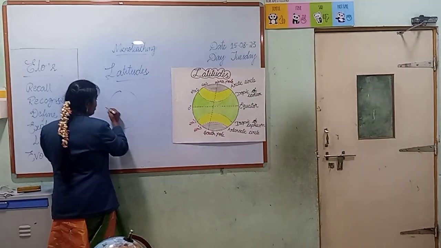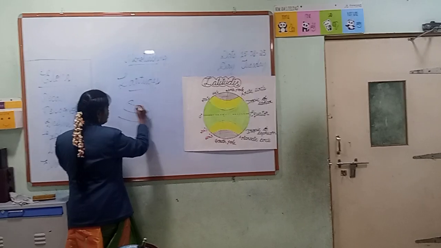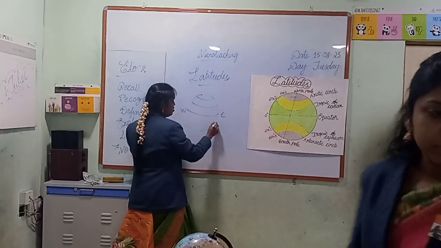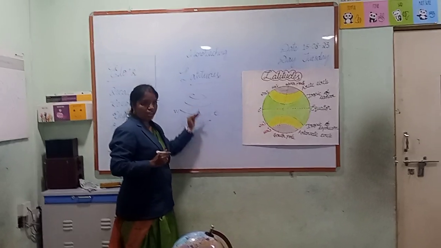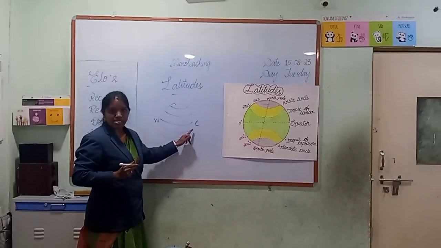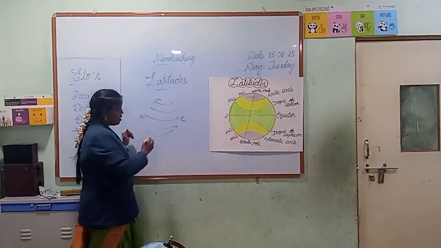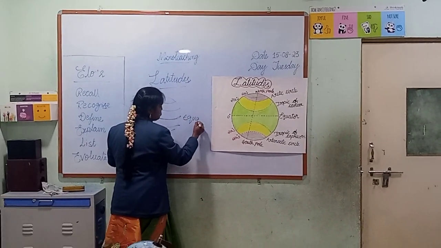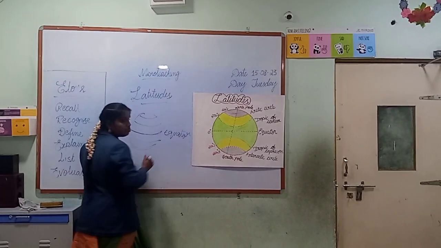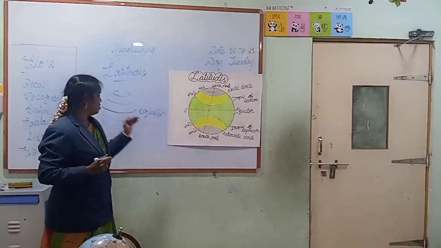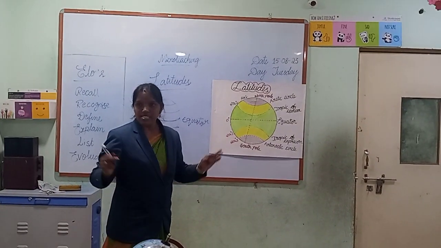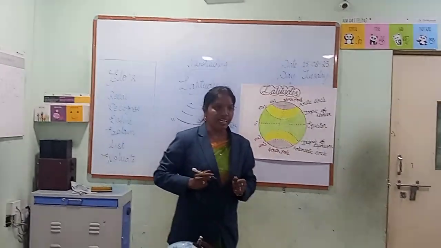Here we observe that there are different types of lines. These lines run from east to west. In the middle of the globe, one largest line is there. This largest line we call the equator. So in the middle of the globe, one largest line is there, and we call it the equator.